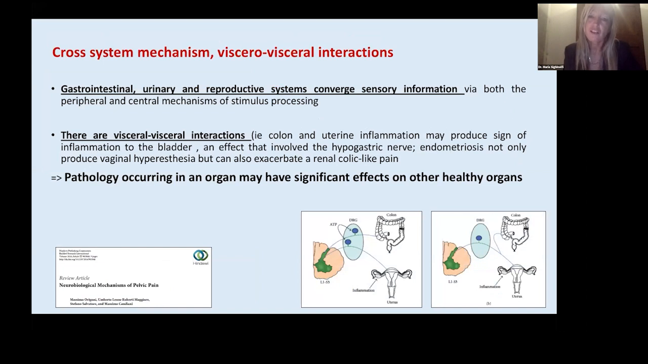Cross-system mechanisms and visceral interactions can also be present in chronic pelvic pain syndrome, because the gastrointestinal, urinary, and reproductive systems converge sensory information via both peripheral and central mechanisms of stimulus processing, so there are visceral interactions. For example, colon and uterine inflammation may produce a sign of inflammation in the bladder because of the effect of the hypogastric nerve, whereas endometriosis not only produces vaginal symptoms, but can also exacerbate renal colic-like pain, so pathology occurring inside an organ may have significant effects on other healthy organs.